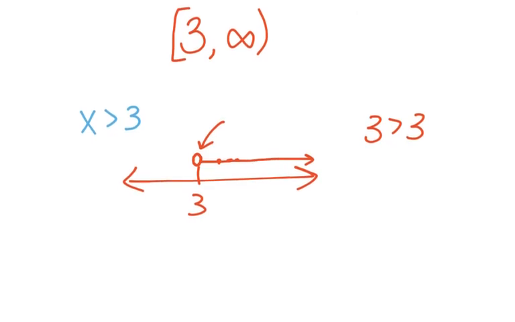To denote that in interval notation, instead of using a closed bracket, you would use an open parenthesis. So it would go from 3 to infinity. This would be the interval notation for this inequality and this graph.